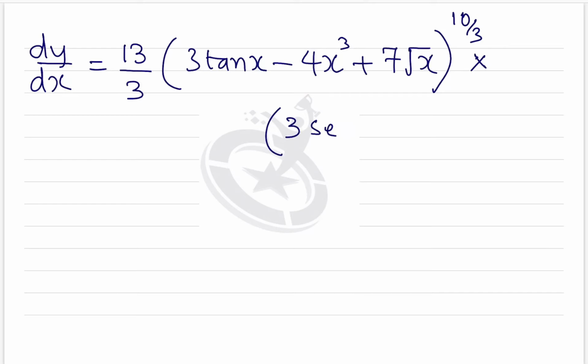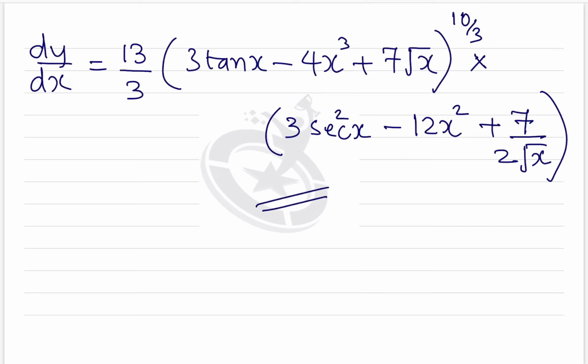So 3 is a constant, tan x ka derivative will be sec square x, minus 4x cubed, that will be 12x square, plus 7 into root x ka derivative is 1/2 root x. That's the answer there. Clear? Let's take one more example.